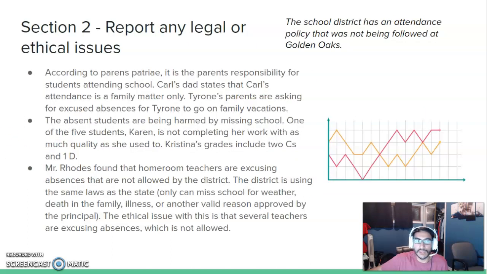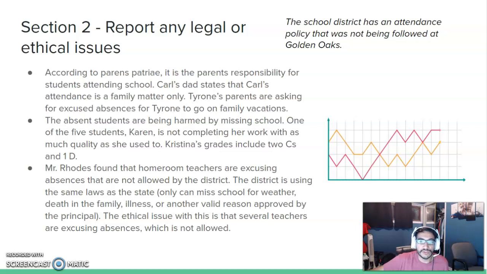On slide 3, it's about legal or ethical issues. Each of the 5 students presented in the case study are very different. As far as legal or ethical issues, I found there to be a legal issue with Carl's and Tyrone's situations. Carl's dad told the truancy officer that Carl's attendance is a family matter only, and Tyrone's parents are bringing him for extended vacations that are lasting longer than the 3-day excused absence limit.